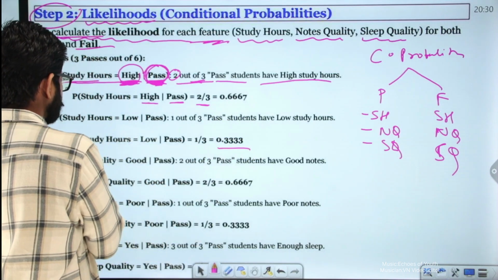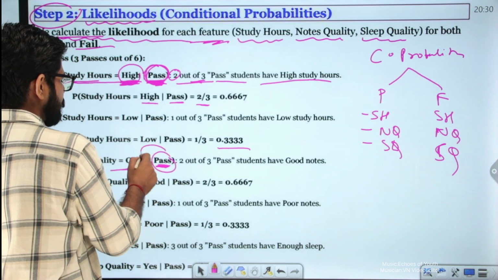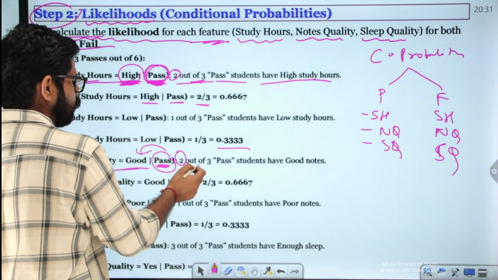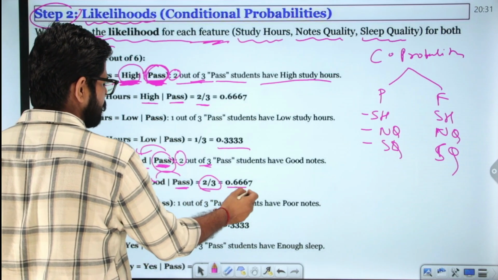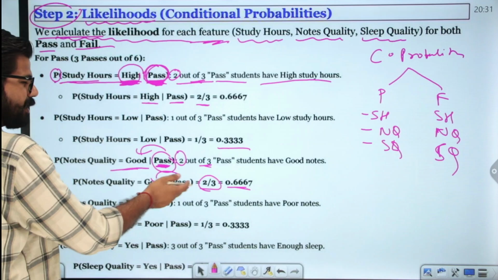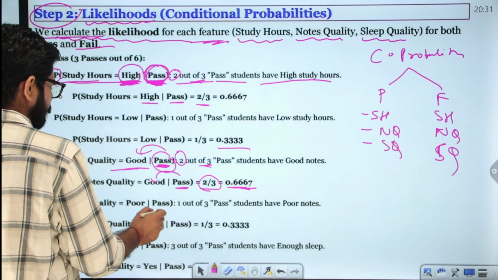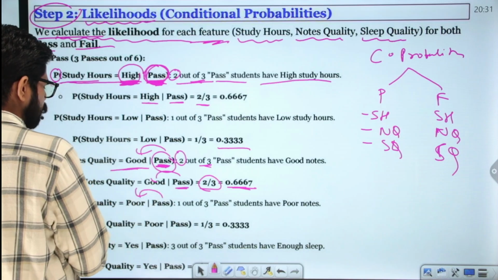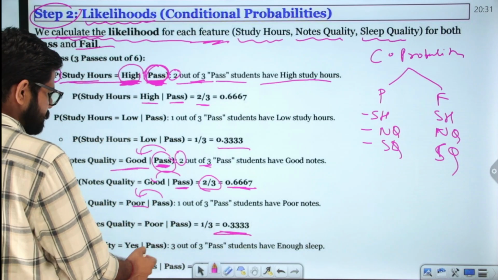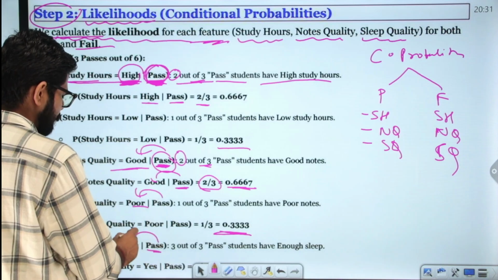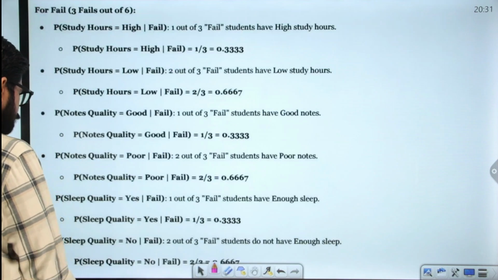If the notes quality is good and the student is passed, then you find 2 out of 3. Similarly, for pass, the actual probability is 0.6. 2 by 3, you just calculate by the calculator, then it comes out to be 0.6. If a student is passed but the notes quality is poor, you find the probability is 0.3. Just find the pass and yes, then 3 out of 3 will be there, that is 1 by 1 is the exact probability.